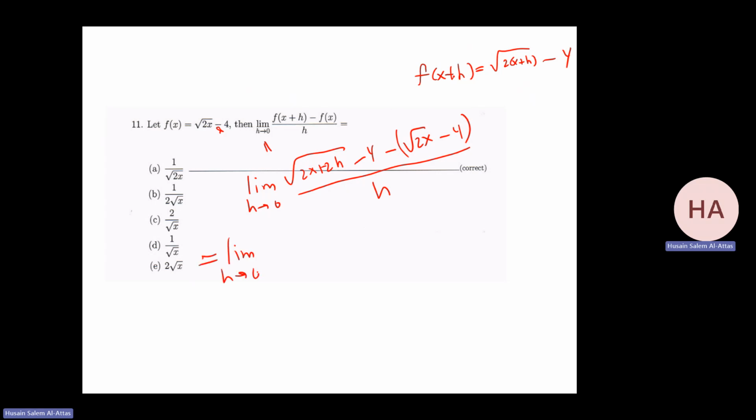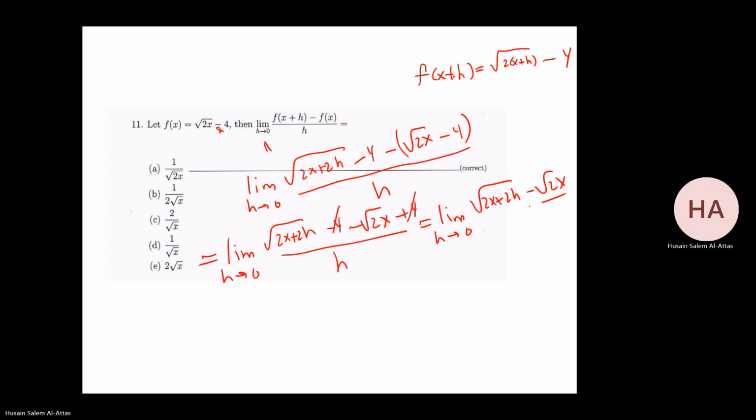So now do the calculation. Limit, h goes to 0. This one minus 4 plus 4, so this is cancelled, over h. So you have the limit as h goes to 0 of square root 2x plus 2h minus square root 2x, over h. Now what I will do, I rationalize. If we do substitution, we get 0 over 0. So I need to rationalize. Let me rewrite it.